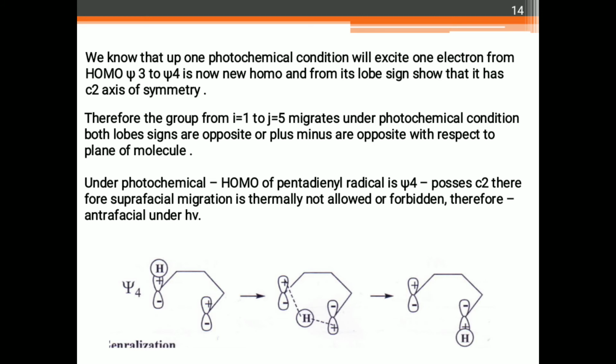Both lobe signs, plus and minus, are opposite with respect to the plane of the molecule, which we saw in the last slide. Under photochemical condition, the HOMO of the pentadienyl radical, psi 4, possesses a C2 axis of symmetry. So the suprafacial migration is not allowed, or we can say it is forbidden. So antarafacial migration under photochemical condition is allowed.